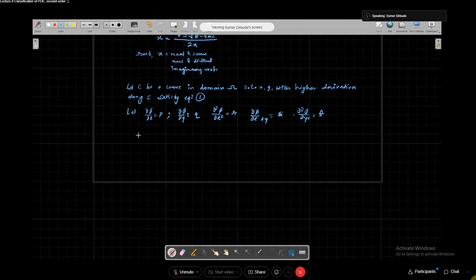Now from the differential equation, along C, we know that dp can be written as del p del x dx plus del p del y dy. This can be written as r dx plus s dy. Similarly, dq can be written as del q del x dx plus del q del y dy, and it can be written as s dx plus t dy.